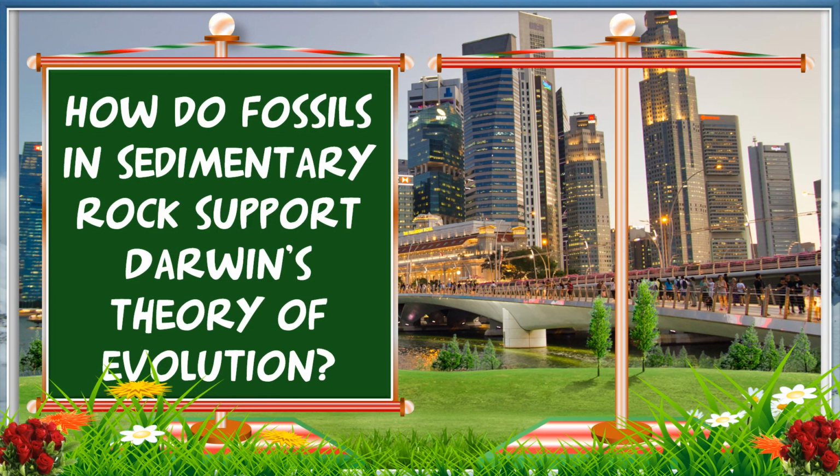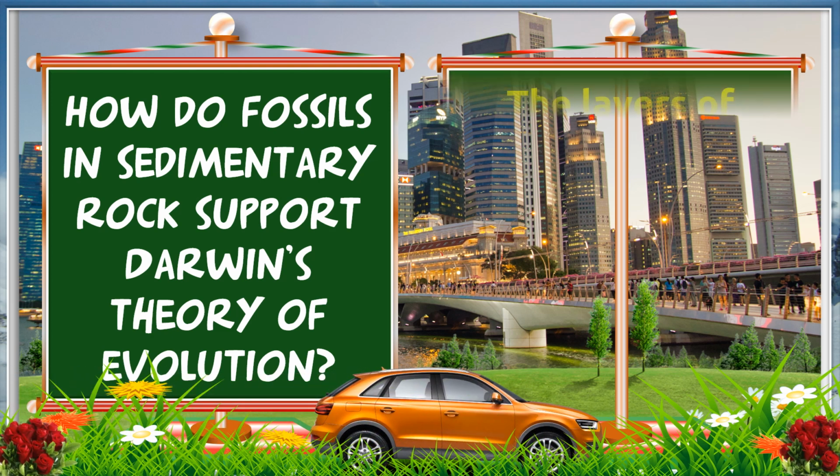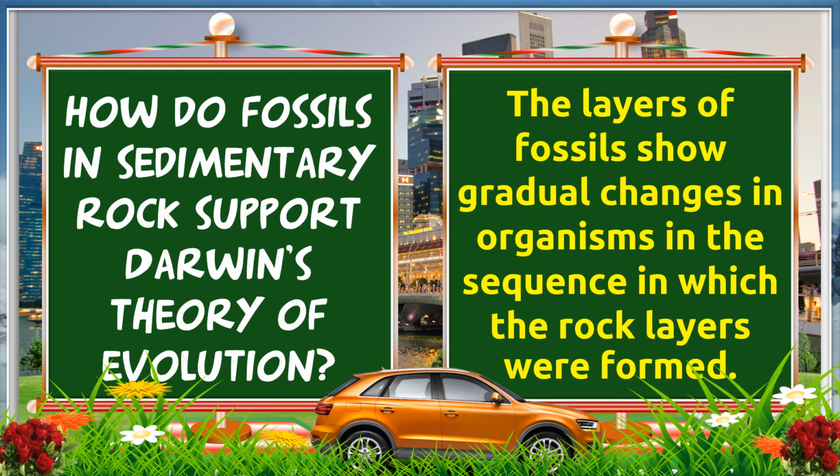How do fossils in sedimentary rock support Darwin's theory of evolution? The layers of fossils show gradual changes in organisms in the sequence in which the rock layers were formed.